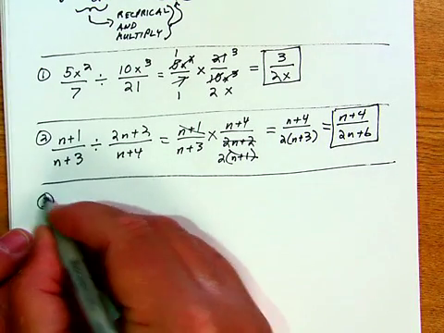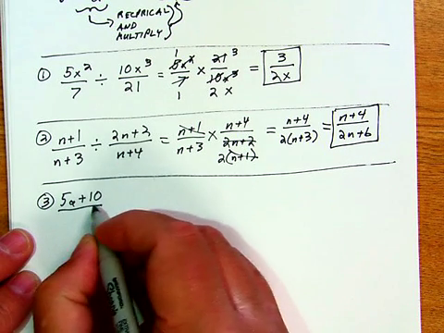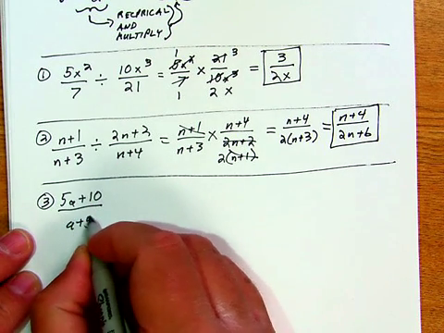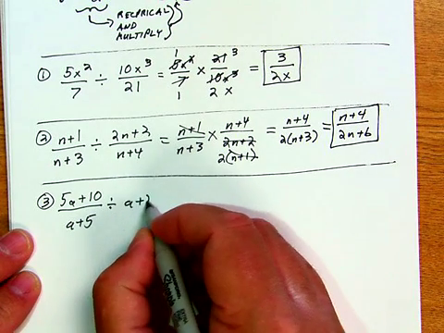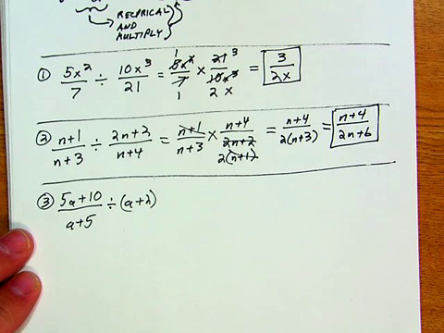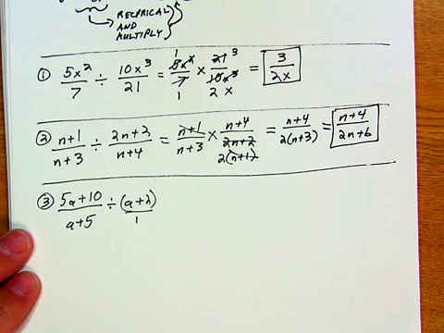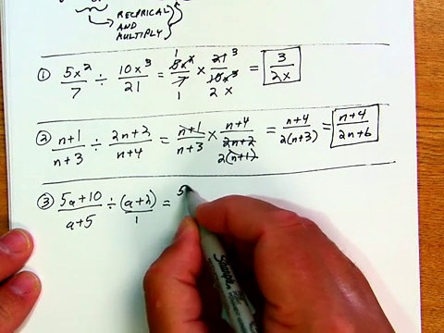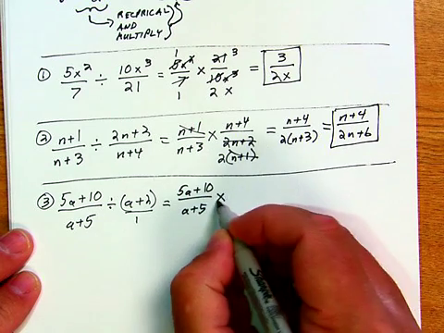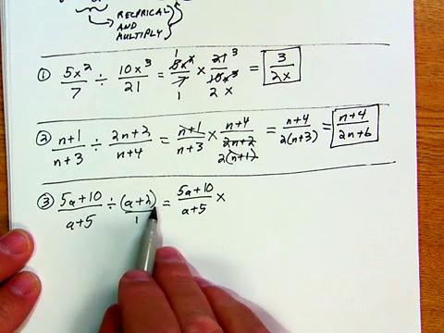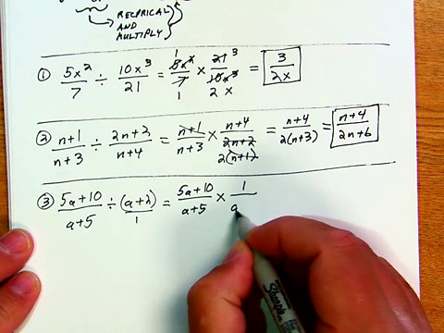Try number 3. Number 3, 5a plus 10 all over a plus 5 divided by a simple a plus 2. Well, in this case, the a plus 2 is really a fraction over 1. So when I reciprocal and multiply, I rewrite the first number as is, change to multiplication, and now the reciprocal of a plus 2, remember, is really a plus 2 over 1, so I say it's 1 over a plus 2.